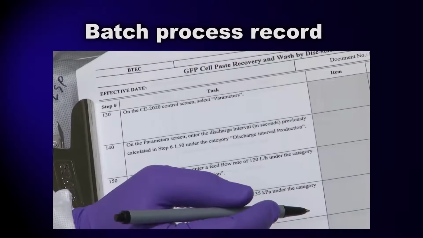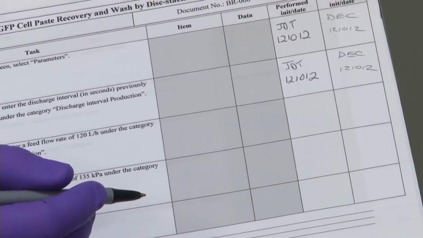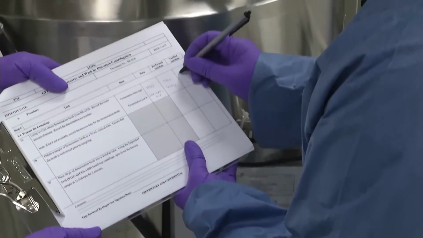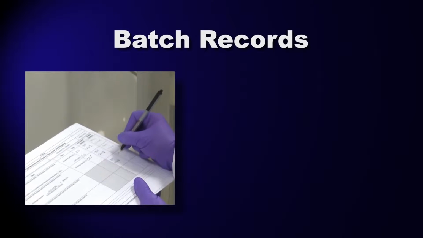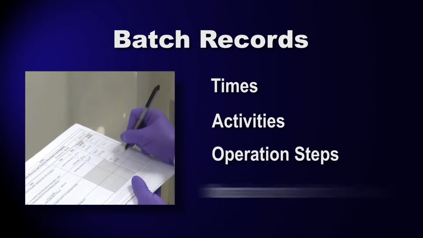The batch record leads the operator through the process, step by step, with each step requiring a sign-off and separate verification by a second operator. This record also includes spaces for documenting times, activities, operation steps, and instrument readings.